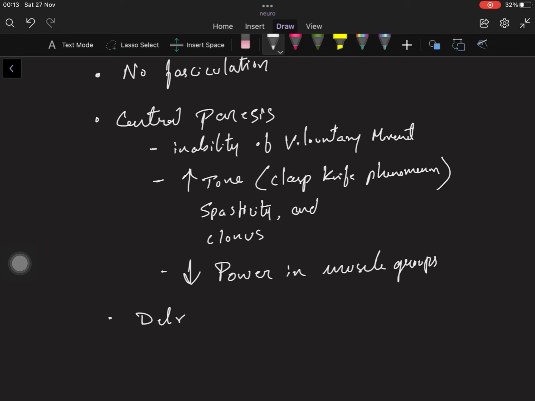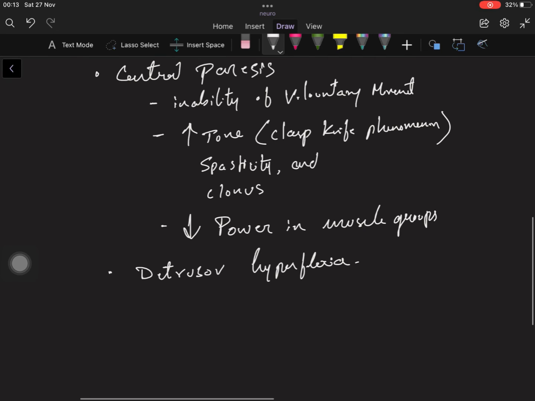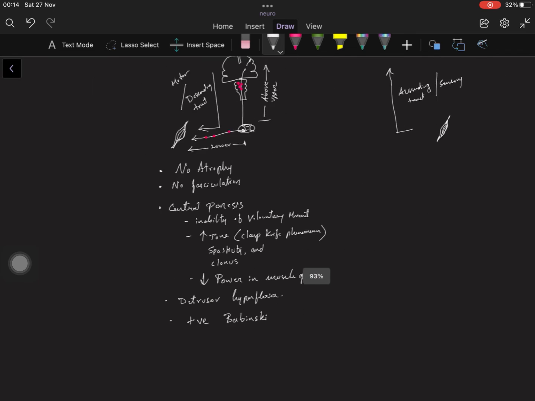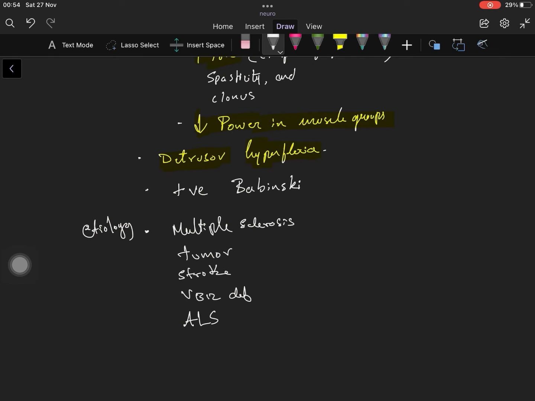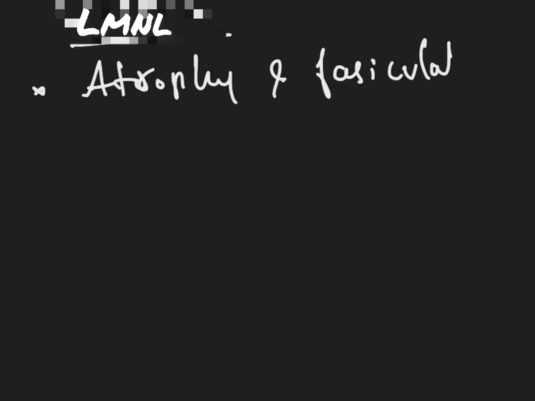The effect on bladder function is detrusor hyperreflexia, and one more thing is the Babinski sign. I think you already know about this. If you don't, check it on YouTube. This will be positive for upper motor neuron lesions. Some of the etiologies are multiple sclerosis, tumor, stroke, vitamin B12 deficiency, and ALS.